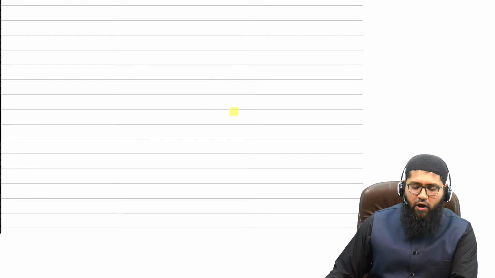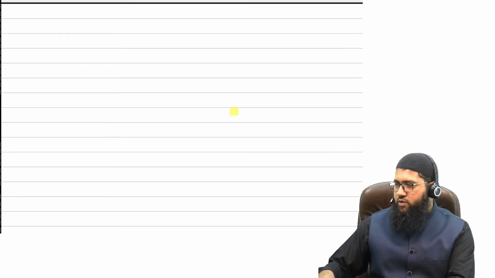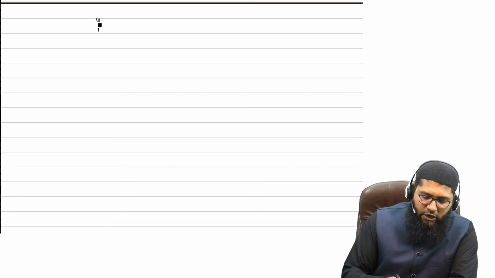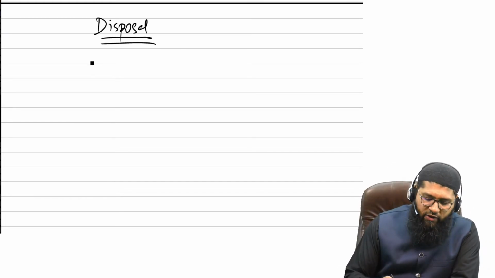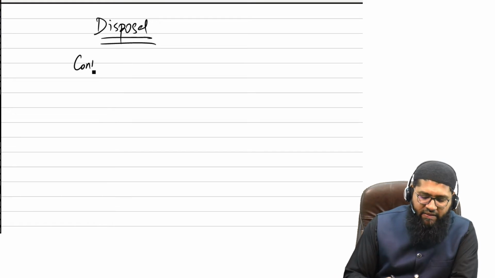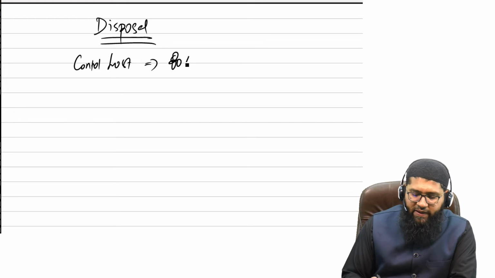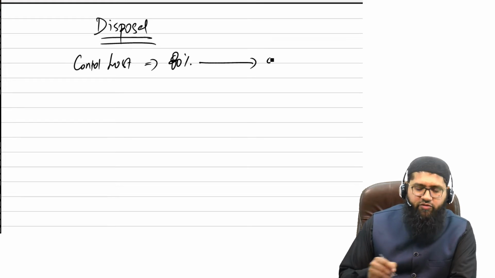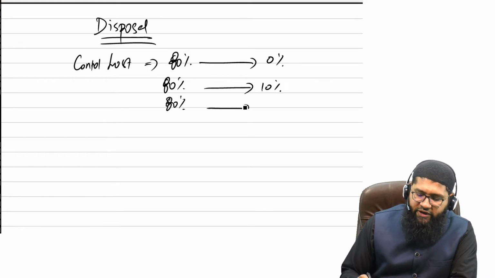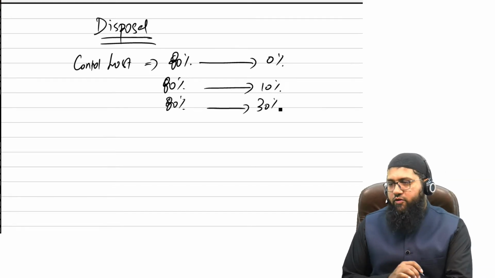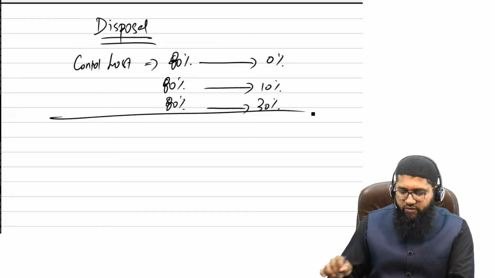Now let's move a bit forward. Similarly, when we talk about disposals, there are basically different types of disposals. One of them is classified as a control loss transaction. The control loss transaction could be from 80% to 0%, from 80% to 10%, from 80% to, let's say, 30%, and so on and so forth. That's a control loss transaction.